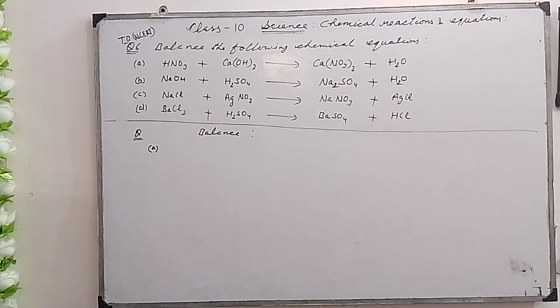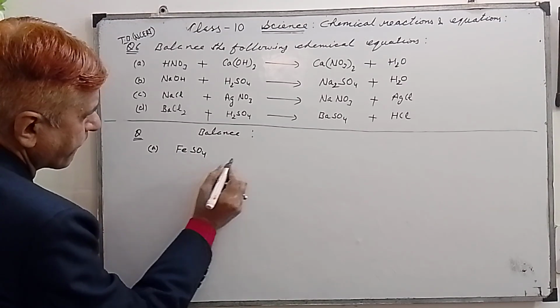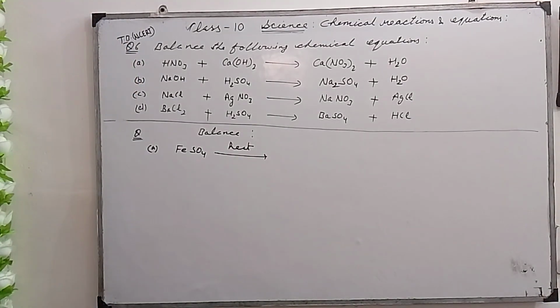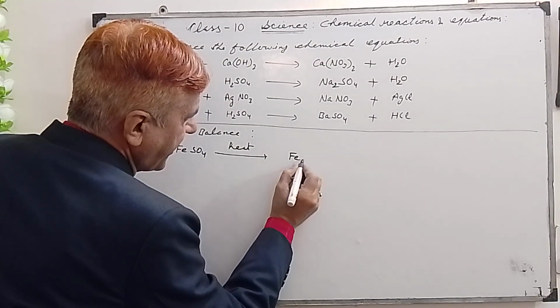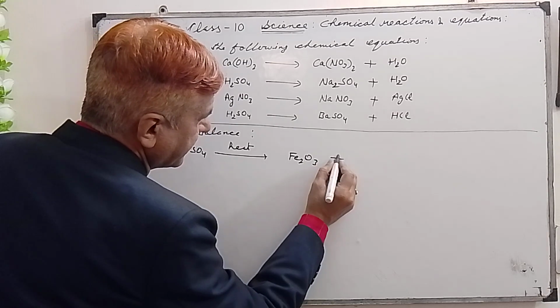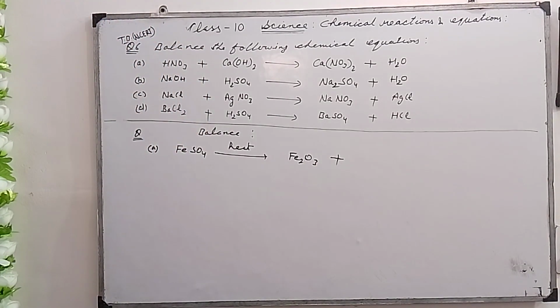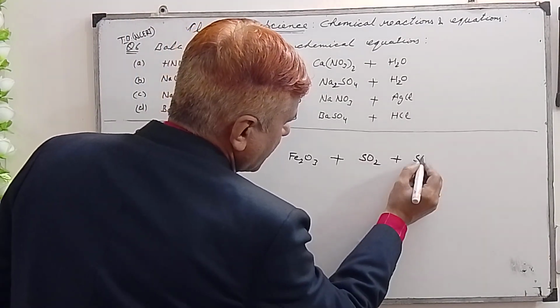A part is iron sulfate, on heat, gives Fe2O3 plus SO2 plus SO3.